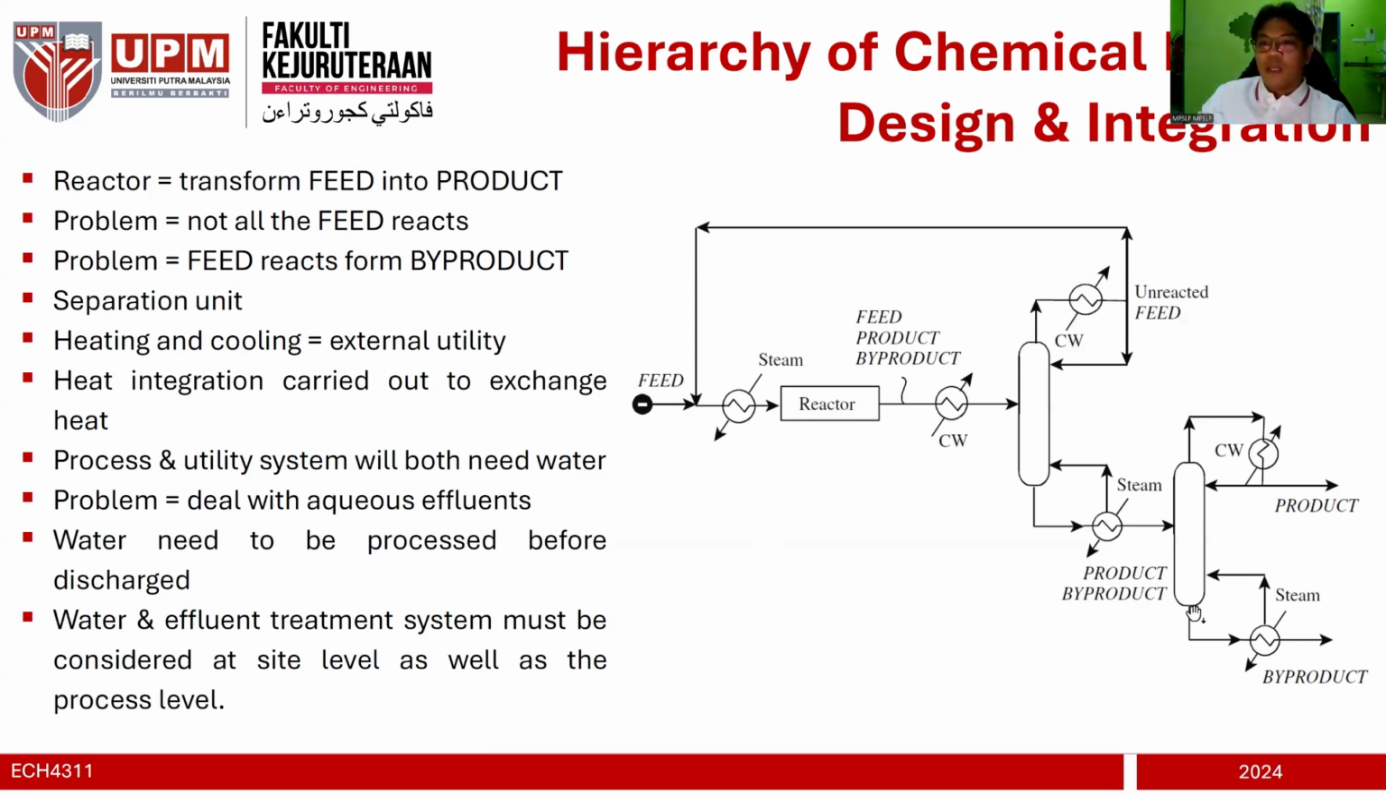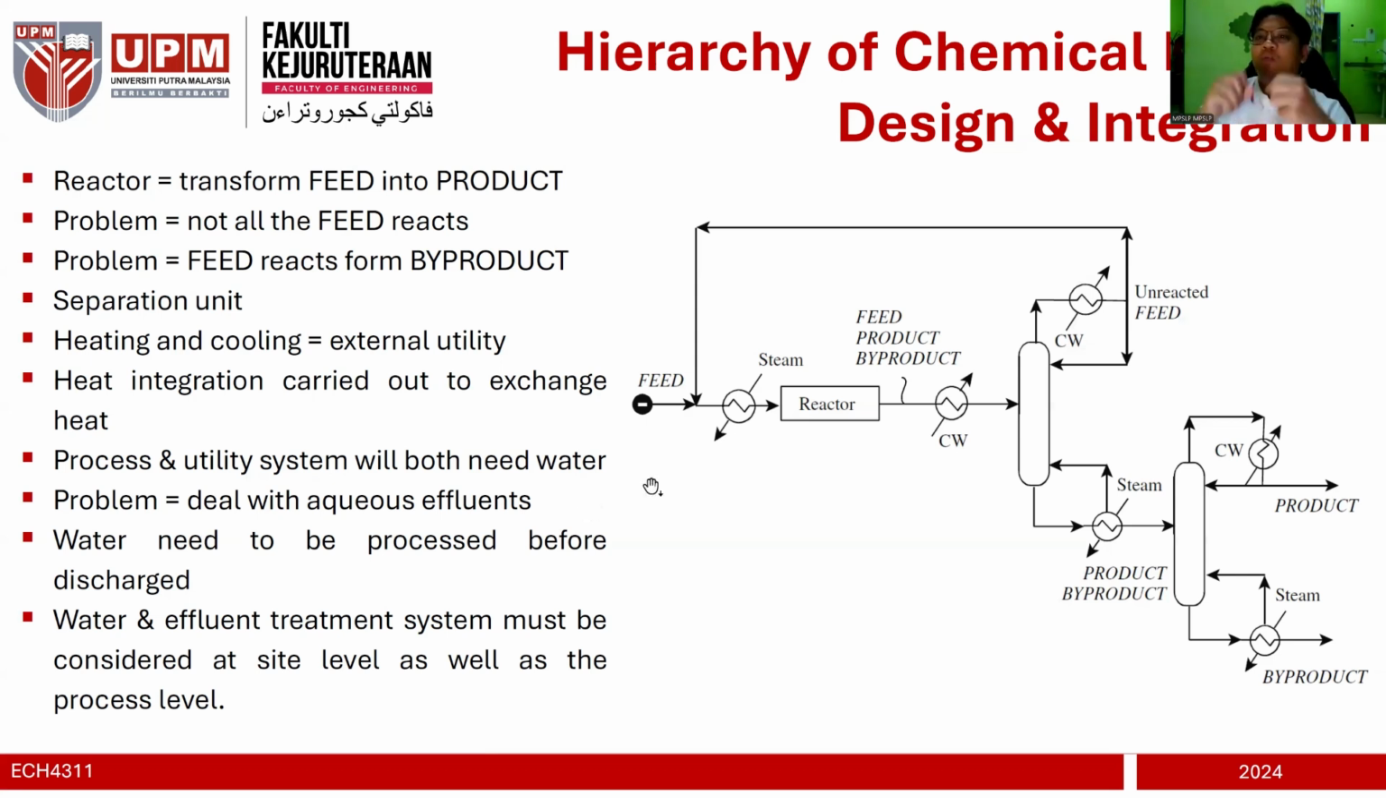And then because you have a separation process, there's going to be phase changes, so you need to cool down or increase the temperature. So you need a utility. Heat integration is carried out to exchange heat, so this one is often done last, if you ask me. The process and utility systems will both need water. So you need water now. When you need water, you want to make sure that you use the water efficiently.